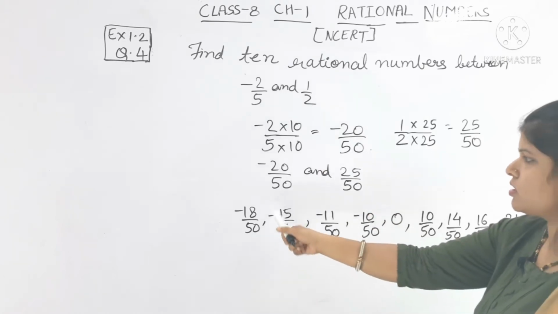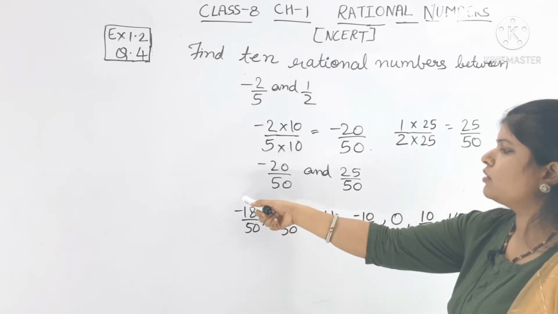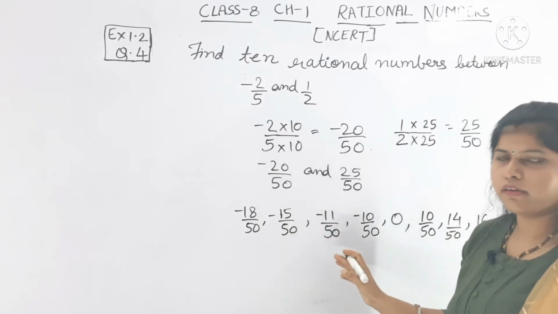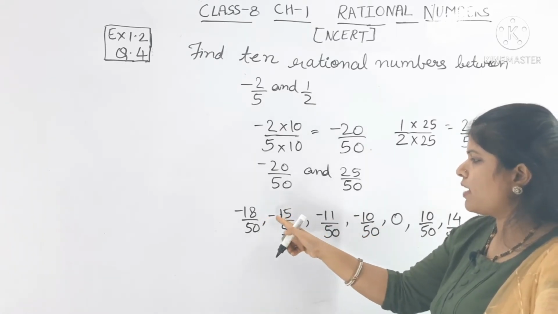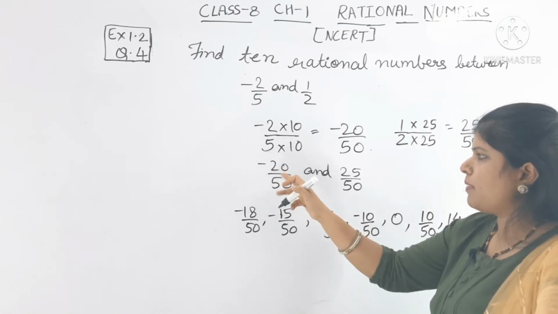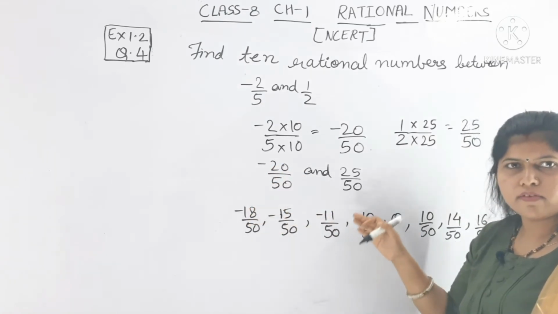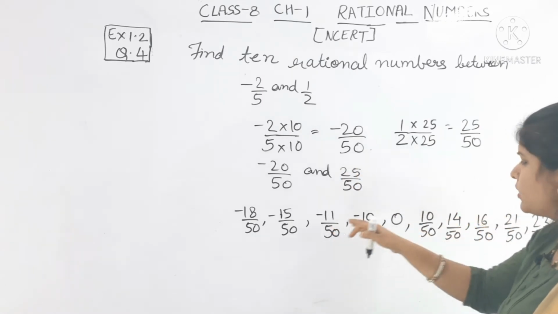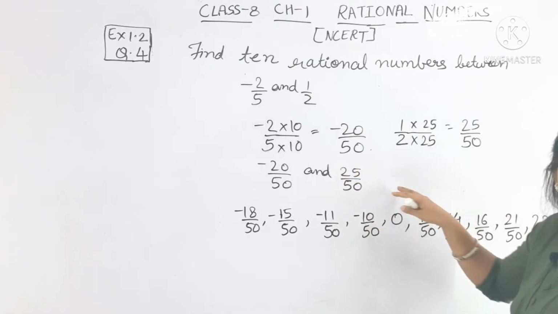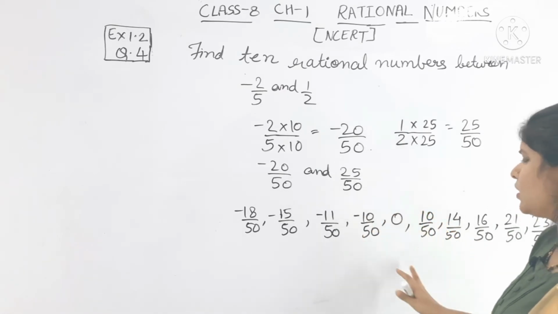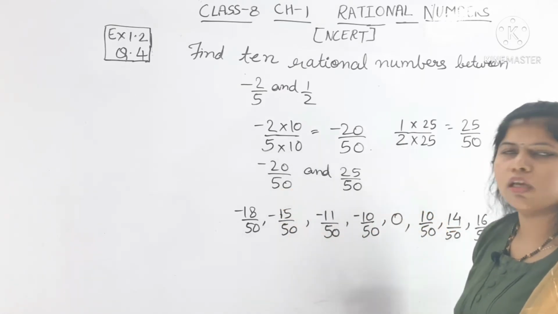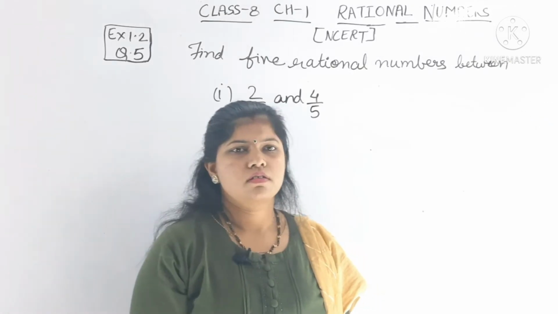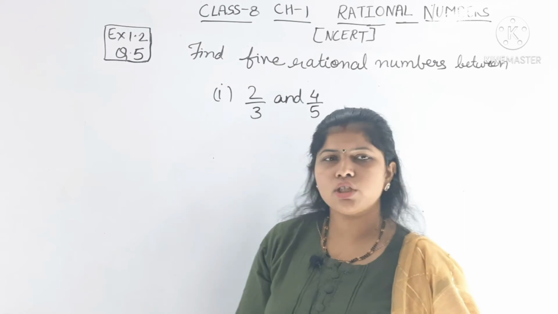Okay, this is minus 20. You can plot the number line also to see how you can create. Minus 18, then minus 17. After minus 20 is minus 19, minus 18, minus 17, minus 16, minus 15, minus 14, 13, 12, 11. Like this you see on the number line. Okay, so anything you can choose, any number between them. So this is my answer. It's 10 rational numbers. Okay students, now let's see question number 5.